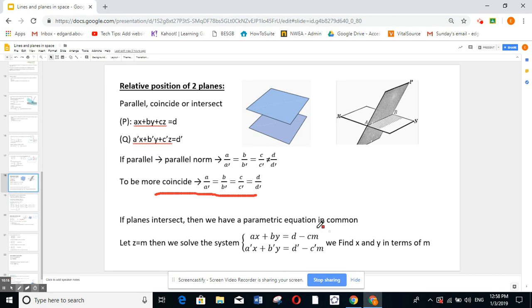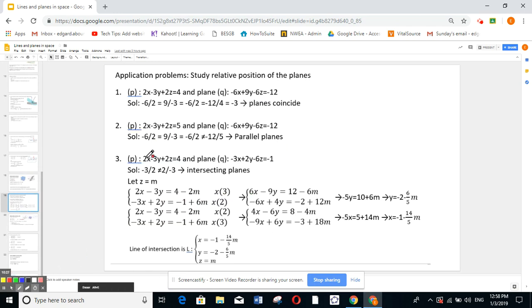And how do we find the intersection? We let z equal m and solve two equations in two unknowns. We're going to see it in an example; it will be very simple for you to understand by example. Here I have three examples. Study the relative position of the two planes.